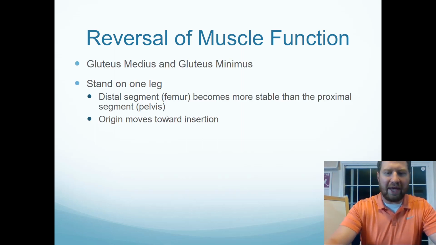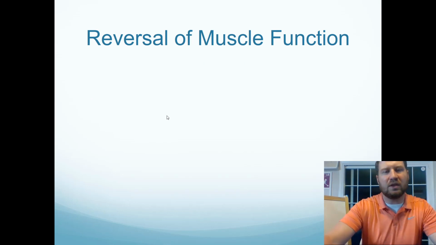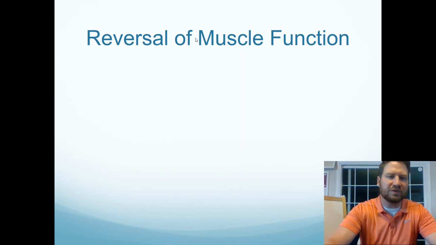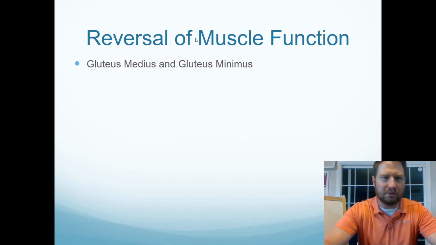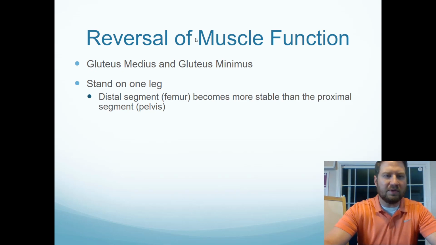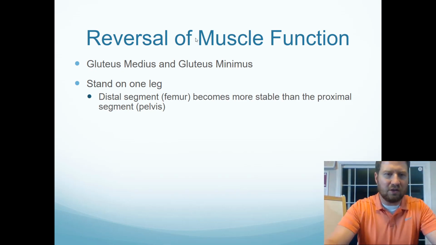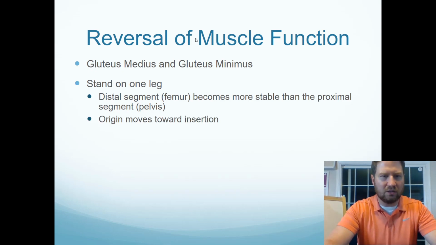Reversal of muscle action. Remember, the reversal of muscle action is when it is no longer an open kinetic chain. It is now a closed kinetic chain, and now the insertion, or the origin, is moving towards the insertion instead of the other way around. With your gluteus medius and minimus, you're going to be standing on one leg, and that's how we control our pelvic tilt during closed kinetic chain.